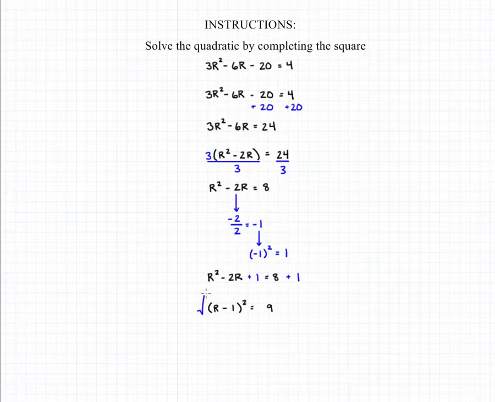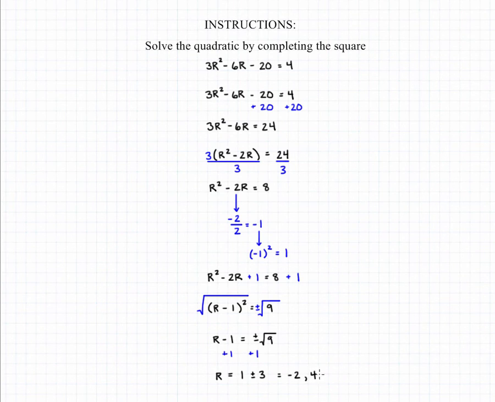We can take the square root of both sides, making sure that we add plus or minus to the square root on the right. That will cancel the squared and leave us with r minus 1 on the left, and plus or minus the square root of 9 on the right. From here we can add 1 to both sides of the equation, and that's going to give us r equals 1 plus or minus 3, which is equal to negative 2 and 4. And those are our final answers.